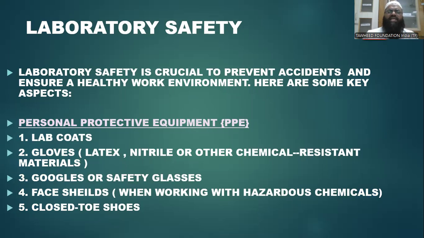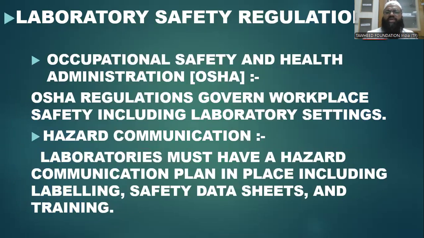Here are some key aspects. One is we need to have PPEs, personal protective equipment, we call them. Under PPEs, we can have lab coats and gloves that may be latex, nitrile, or other chemical resistant materials can be provided. Goggles or safety glasses we should have, and face shields when working with hazardous chemicals, and closed toe shoes. All these materials come under PPE, personal protective equipment.